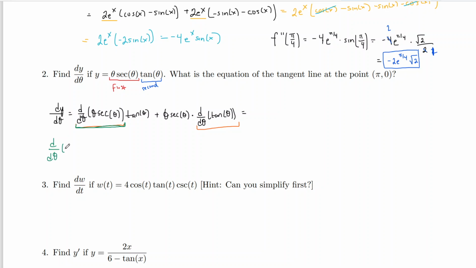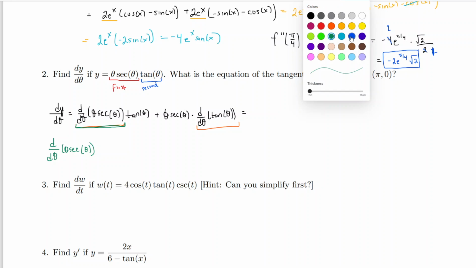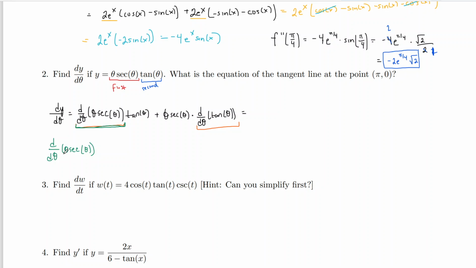D over d theta of theta times secant of theta. I don't know why my brain wants to write the c in secant as part of a parentheses. Secant of theta. And now in this one, just kind of reset. First is theta. We're going to do the product rule. The second is secant of theta.